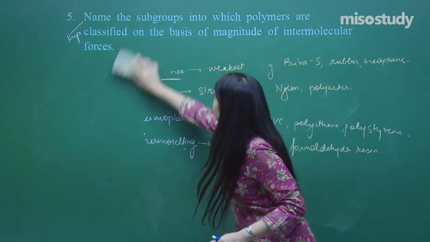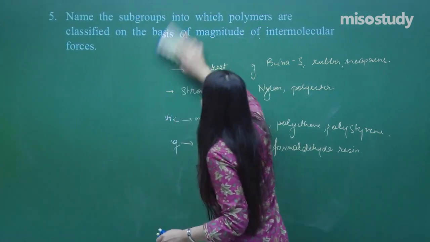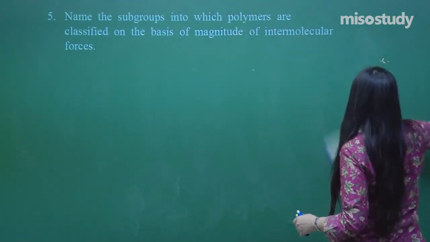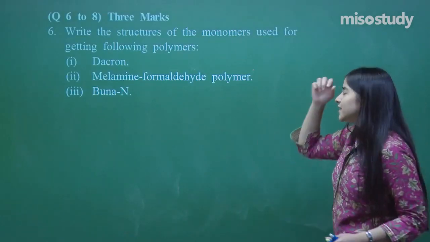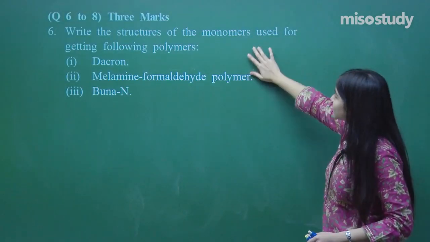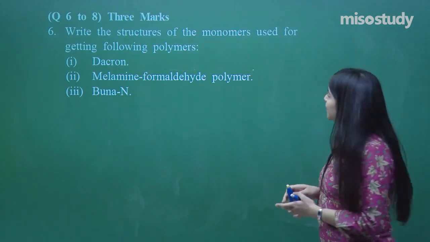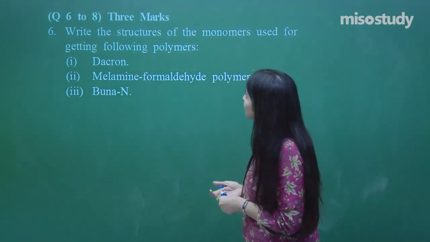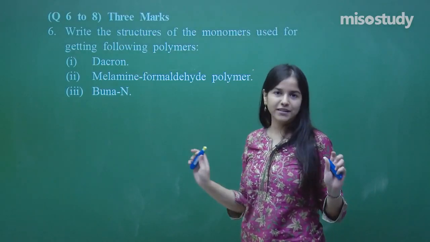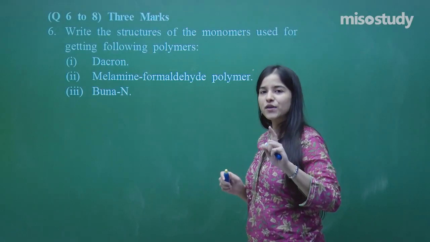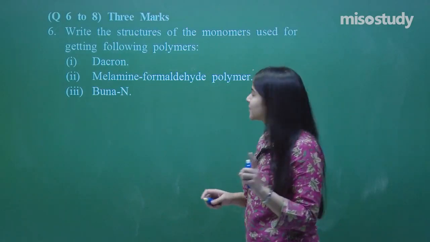Let's talk about the next question then. So the next question says, now we have got the 3-mark question and it's a jackpot for me. Why? Because here straight away I need to write the monomers and my work is done. No theory, no kind of explanation I have to do, right? Just the structures if I know, I'll get the full marks.